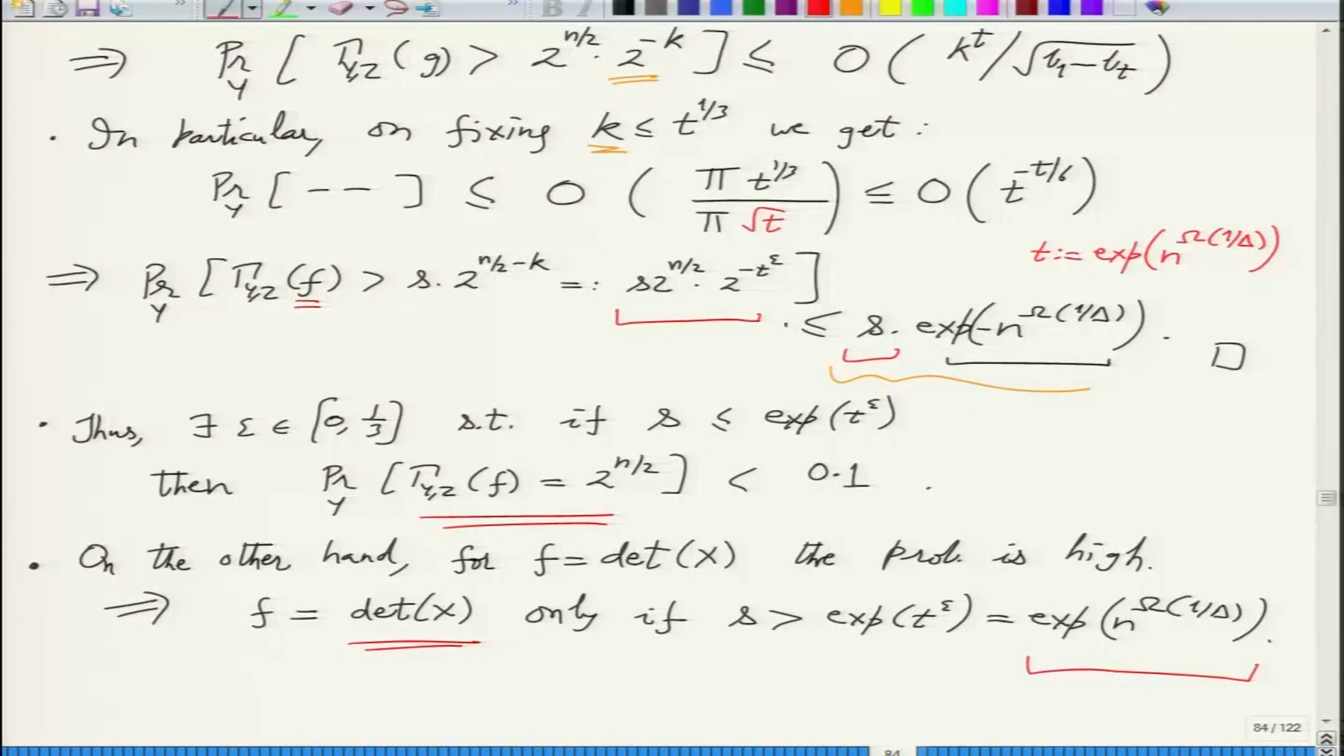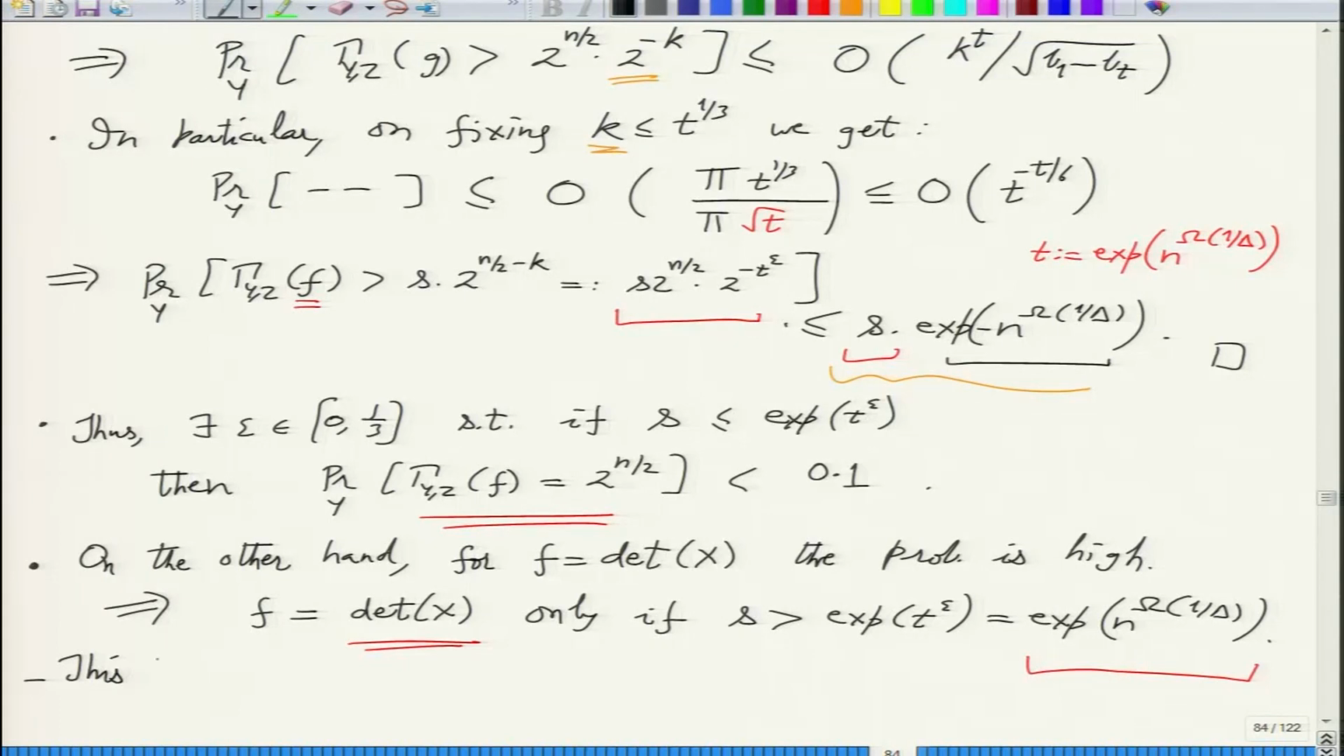To compute determinant, n cross n determinant, you would have to go to log n depth. And at that depth, this proof breaks down. It doesn't give you anything. But below that depth, this gives you something. Okay, so that is the limitation of this technique.